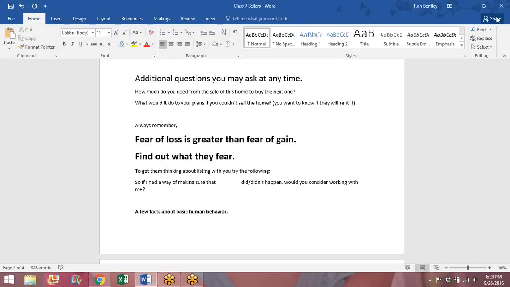Prices will adjust just a little bit, but not dramatically. When I say adjust, I mean they'll go down. So pricing your home for sale by owner is going to be more critical than ever.